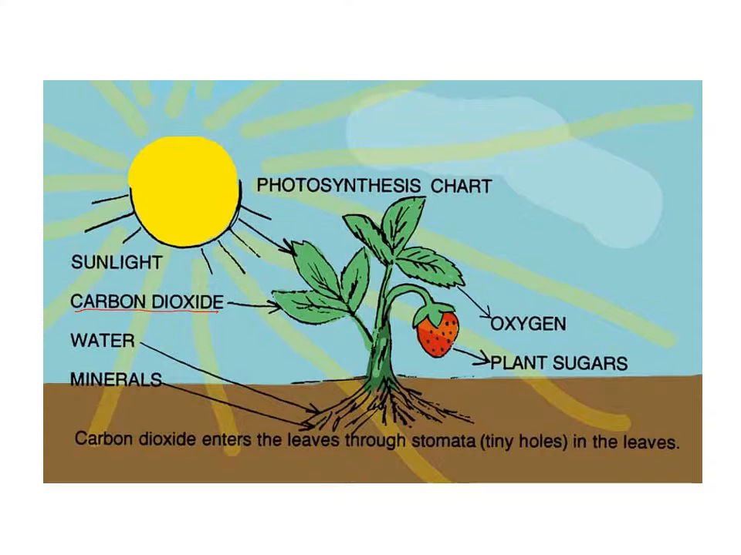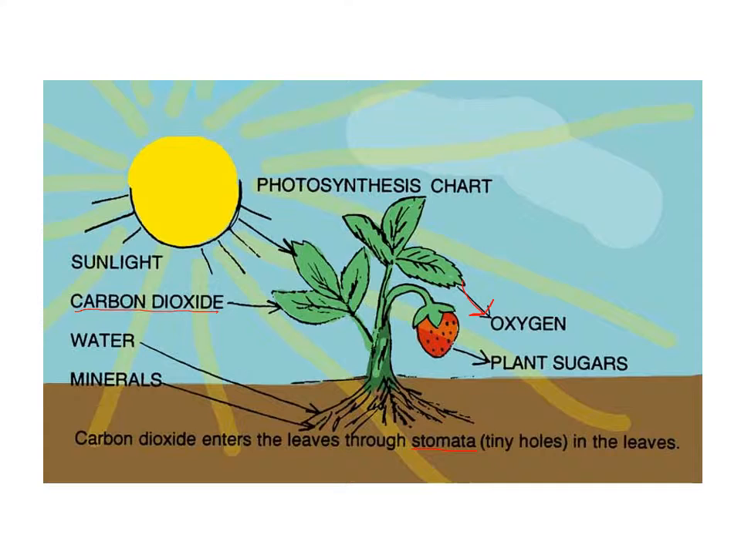That's because there are these small holes, and you can see the word down here, it's called stomata. Those tiny holes absorb carbon dioxide. They're also used to help oxygen exit out of the plant, out of the leaf, as it goes through a process called transpiration. I also want to mention the sugars that are made by a lot of plants.